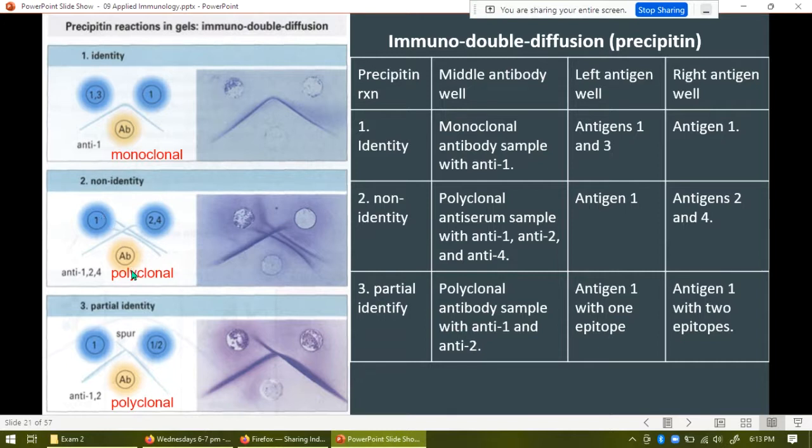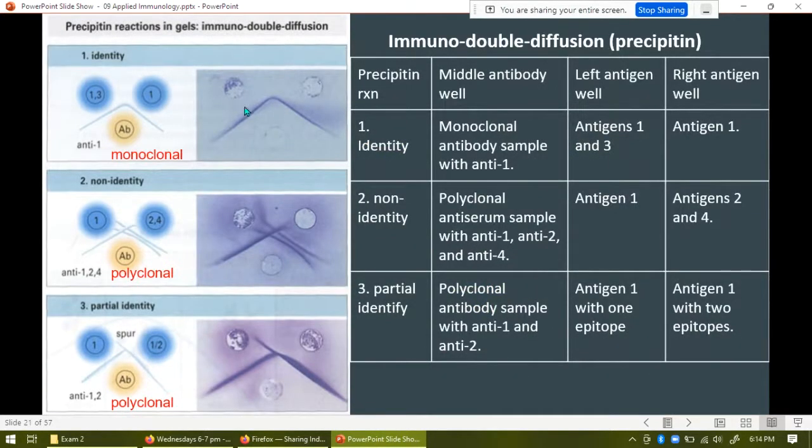In the second case here, what we have is a polyclonal antibody mixture where there are antibodies against antigens 1, 2, and 4. And then in our wells, over here we have antigen 1, and over here we have antigens 2 and 4. Okay? So where the anti-1 antibody meets the 1 antigen, it forms a precipitation. Where it meets the 2 antigen, it forms a precipitation. And where it meets the 4 antigen, it forms a precipitation. Okay, so the anti-1 antibodies are here, anti-2 and anti-4 are here. That's why you see multiple precipitations.